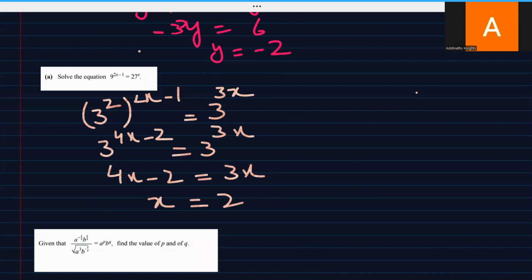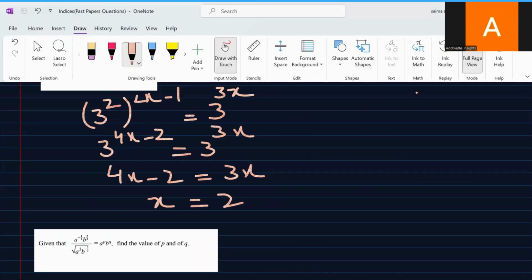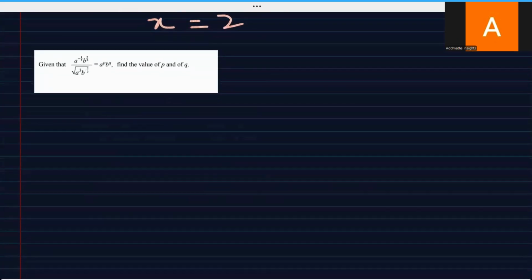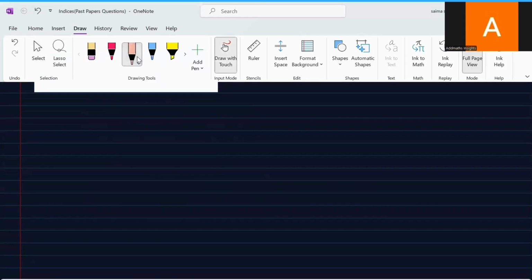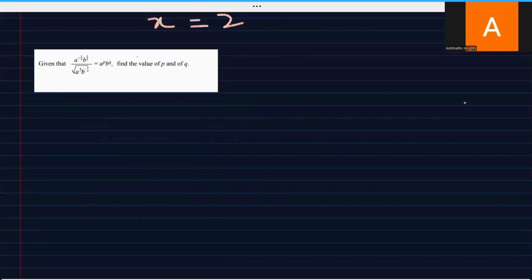Now the next question. It's about finding the values of p and q. We have done the same question in the exercise as well. So the first part is, you need to remove this radical sign, which is the square root. You know square root means whole raised to the power 1 by 2. So the denominator is as it is. We just solve the left hand side of this equation, and then we will compare it.